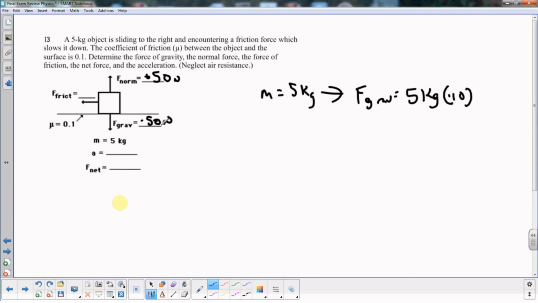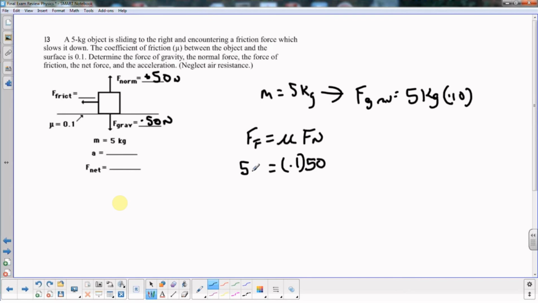The next piece we can do is figure out the friction. Ff equals mu Fn. And I know my Fn is 50. My mu is 0.1. 0.1 times 50 is a frictional force of 5 newtons.